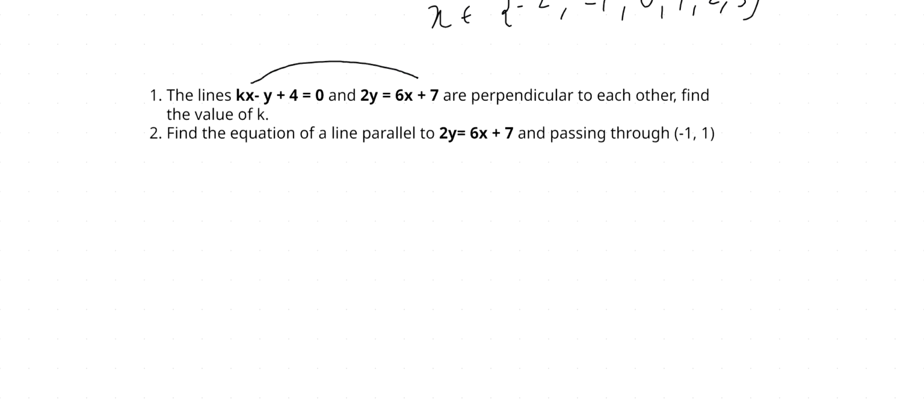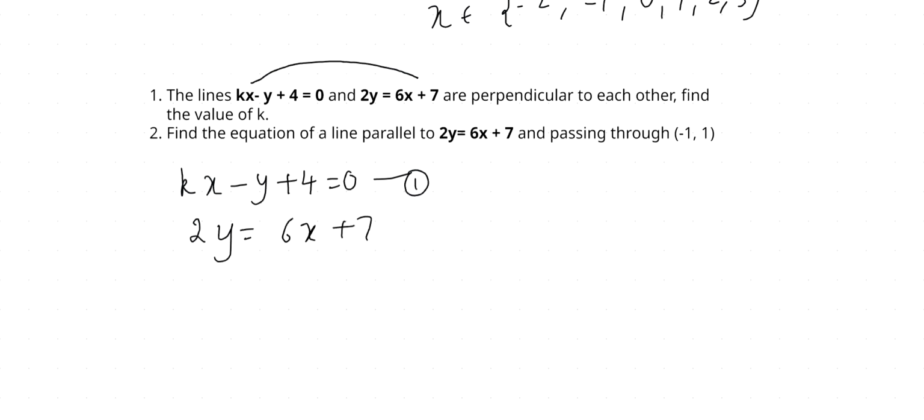What is the first line? Kx minus y plus 4 is equal to 0. Call it line 1 or equation 1. And the second line equation is 2y is equal to 6x plus 7. Call it equation 2. These two lines are perpendicular. See, what do I mean by perpendicular?